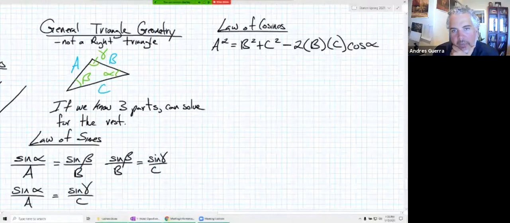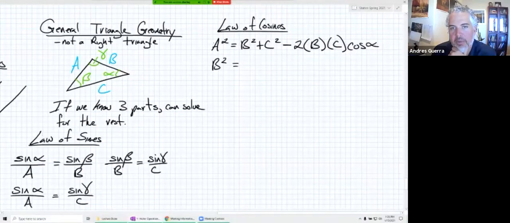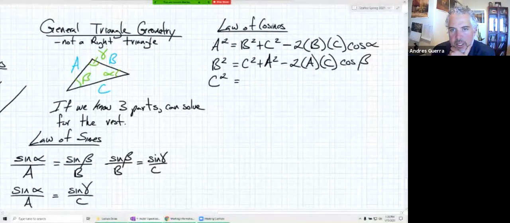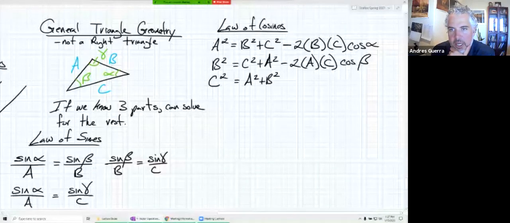And then we can write this 2 other ways. We can start with b squared on the left-hand side. Well, if b squared starts on the left-hand side, then it's c squared plus a squared minus 2 times a times c times the cosine of beta. And then I could also put c squared on the left-hand side. C squared is going to be equal to a squared plus b squared, and then minus 2 times a times b times the cosine of gamma.